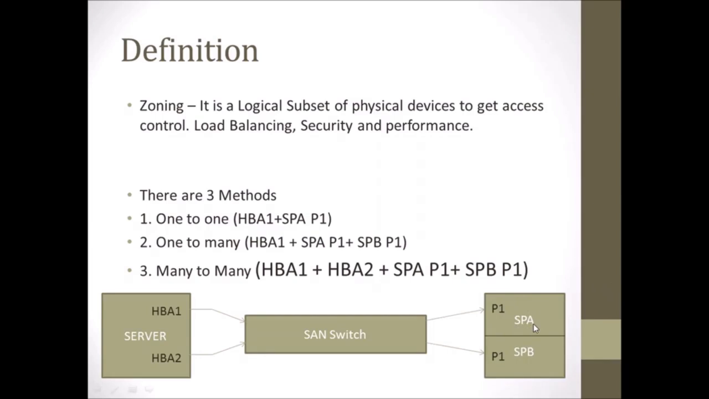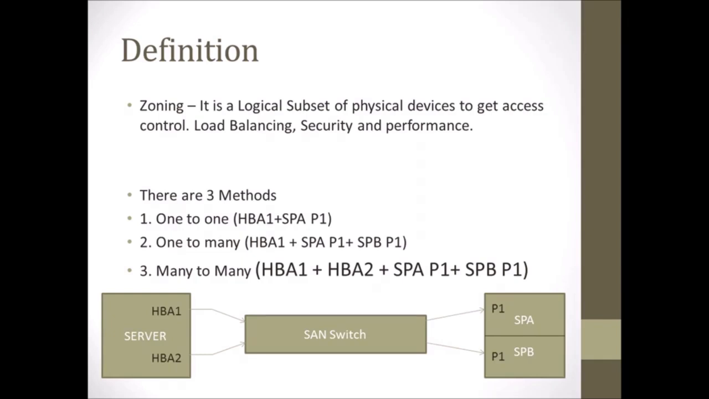In the storage box, we have SPA and SPB. With SPA, port 1 is available, and with SPB, port 1 is available. So here you can see with one-to-one, this HBA 1 and this SPA port 1, we can do zoning. In one-to-many, HBA 1 will be zoned with SPA P1 and SPB P1. Okay, so with these two ports, we can zone our single HBA card. Most of the time, if we have a standalone machine, we go with the one-to-many method.